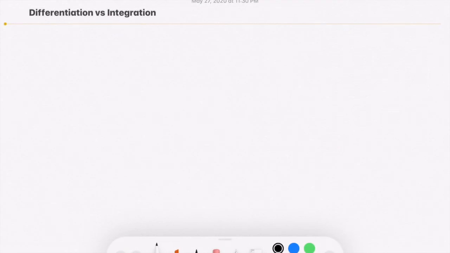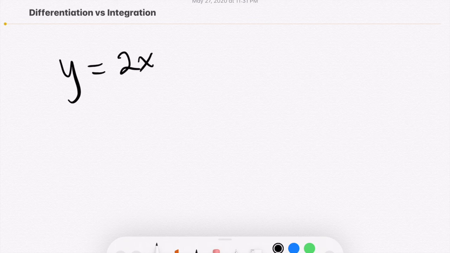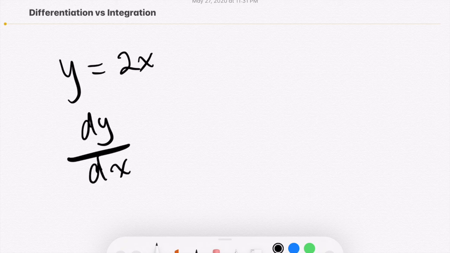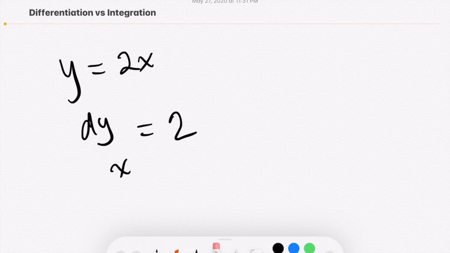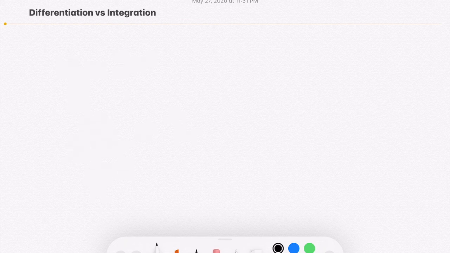All right, so we already know what differentiation is. Let's run a quick example of that. For example, y equals 2x. If we take the derivative of that, we know that dy/dx equals 2. That's pretty straightforward. We know that it's the instantaneous slope, and in this example, because it was linear, it's just going to be a regular number.